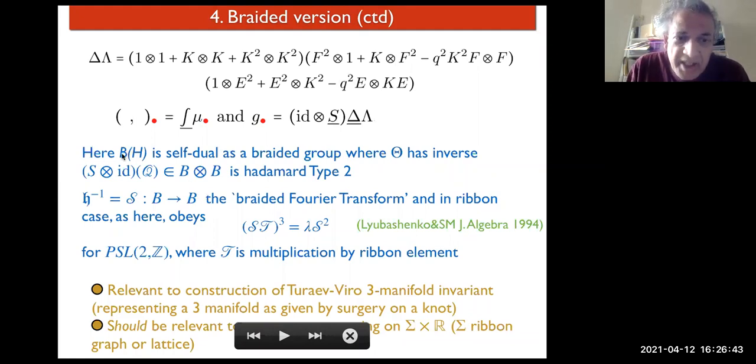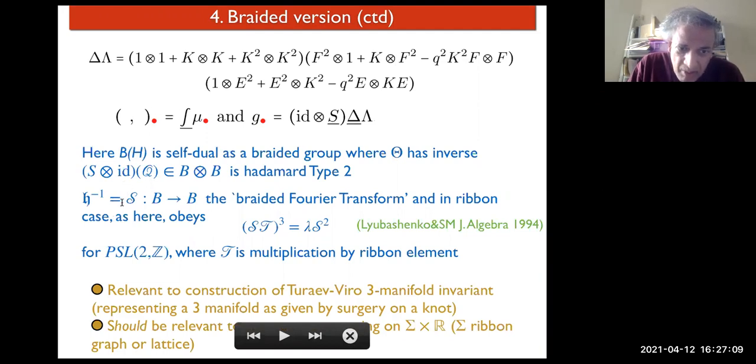I also said that B of H is self-dual because it's a factorizable Hopf algebra. The inverse of theta turns out to be this element Q, basically. I apply the antipode to it. So that's the Hadamard structure of type 2. Now, what that means is that when you trace through the definition, this H inverse becomes the braided integral against Q.